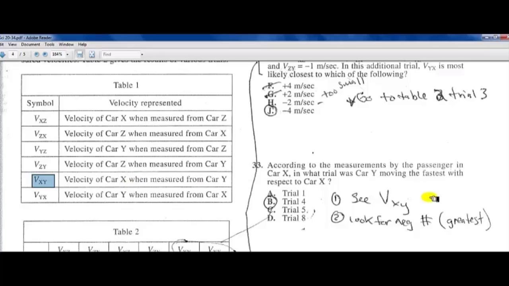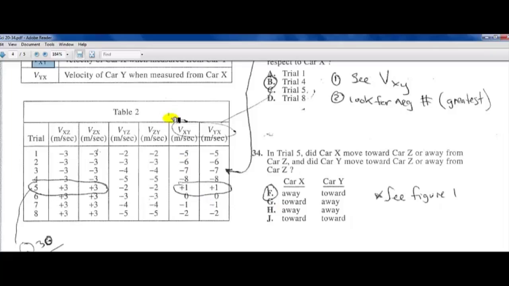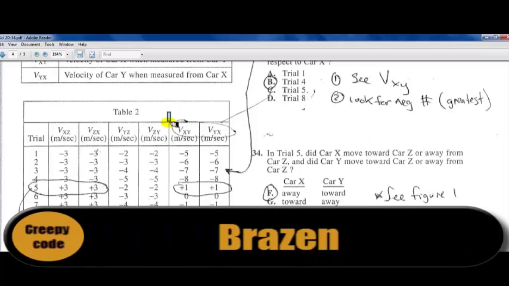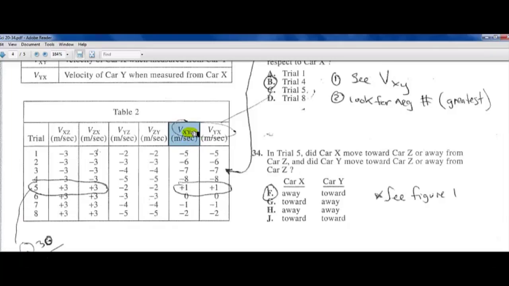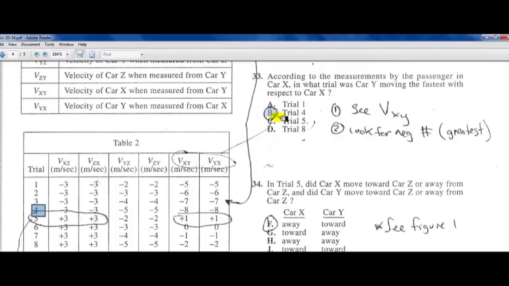Does that make sense? Come over here and look at table 2. We find VXY, because VXY is, when there's a negative number, that means that car Y is catching up to car X. We find the largest number, that would tell you it's going the fastest. The largest negative number, we scroll on down and we see -8 in trial 4. Correct answer, therefore, for this particular problem is indeed for 33, B, trial 4.